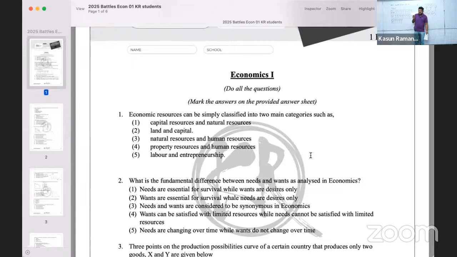Human needs are the physical and mental conditions of the humans, which are compulsory to be satisfied for the survival of the humans. Food, shelter, clothes, those kind of things. If you take one human need like food, there are various ways of satisfying that human need. Various ways of satisfying that human need is called human want. Then look at the answers. Needs are essential for survival, while wants are desires. Correct. Human needs are essential, need to satisfy, like food, but human want is the way of satisfying the food.